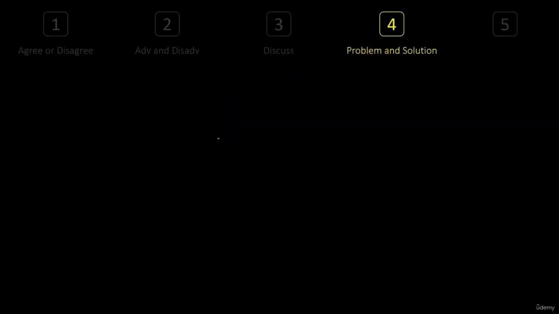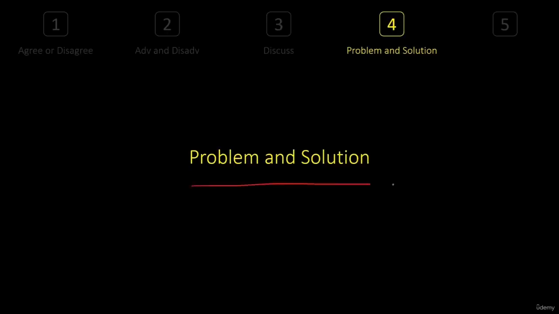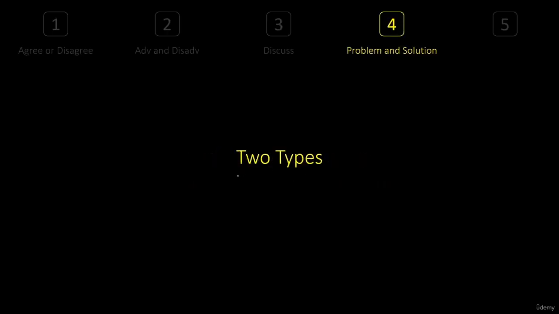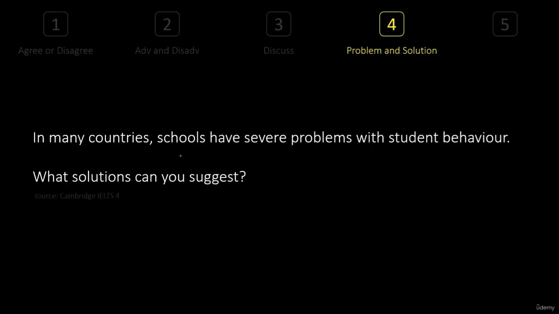Now the fourth one is, actually, very easy. It's called problem solution. What happens in problem solution is, again, we have two subtypes. What are these two subtypes? Number one, when we ask for only solution, they don't ask you for causes or the problems. See here, in many countries, schools have severe problems with students' behavior. What solutions can you provide or suggest?